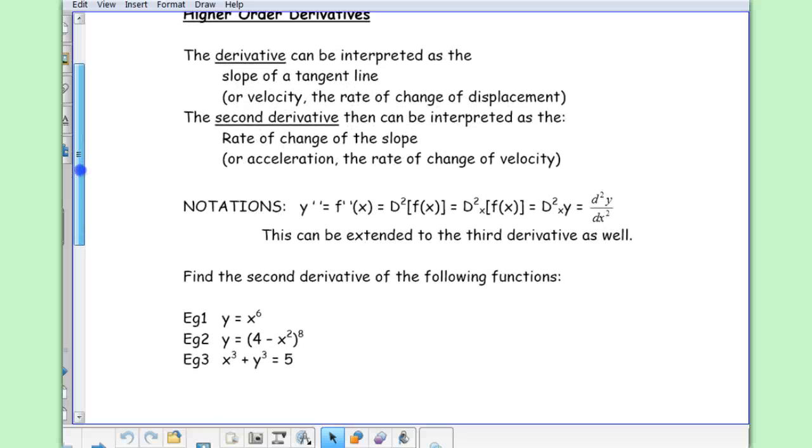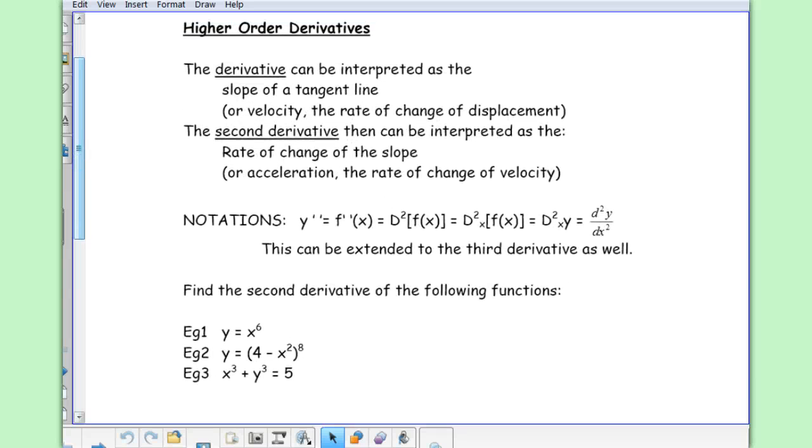You are today learning about higher order derivatives. So once you know how to do one derivative, why wouldn't you want to do it twice? In a nutshell, derivatives are slopes, as we said. So a derivative can be interpreted as the slope of the tangent line.